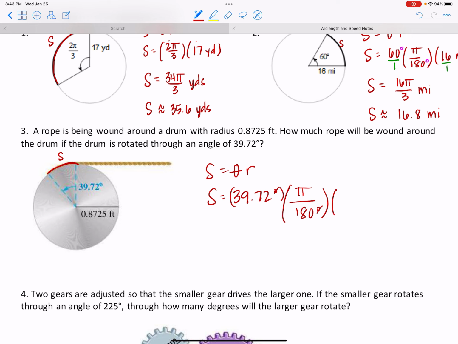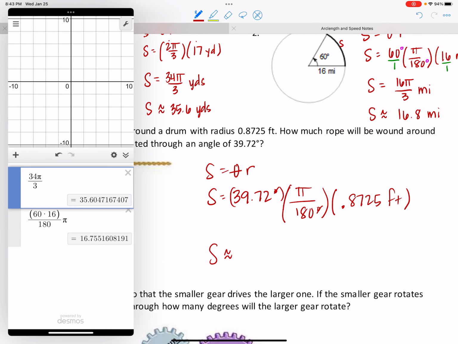Alright, then my radius. Radius is 0.8725, and that's feet. So now, I don't think we're going to be able to really get an exact answer out of this. So let me just put this in the calculator, see what it says.